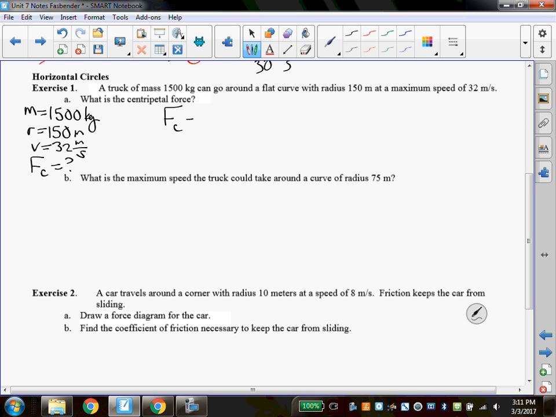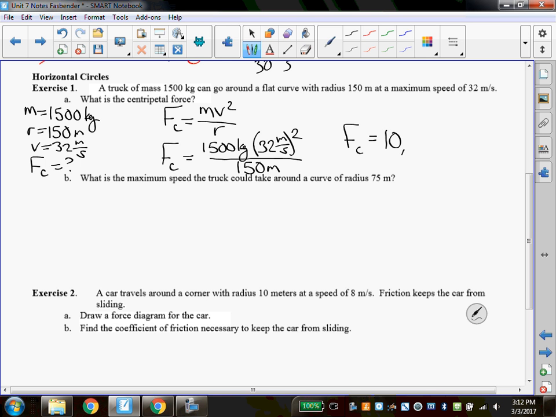Well, let's use the equation that we derived in the lab, Fc equals mv squared over r. If we put in 1,500 kilograms as our m, 32 meters per second as our v, and 150 meters as our r, well, this just looks like a plug and chug problem. Throw it all into your calculator, we find that our centripetal force is 10,240 newtons.